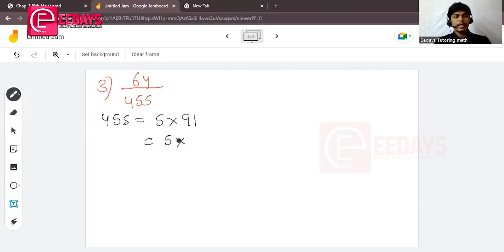91, you can write it as, if you divide by 7, you'll get 7 into 13. 7 and 13 are both prime factors, so we stop here. Observe the denominator. What is the form we have to expect? 2 power n into 5 power m. But we got only the factor 5. There is no factor of 2.